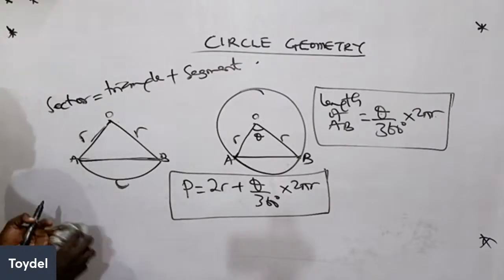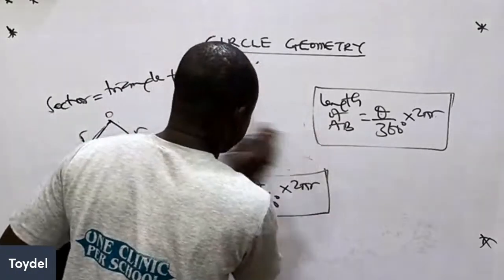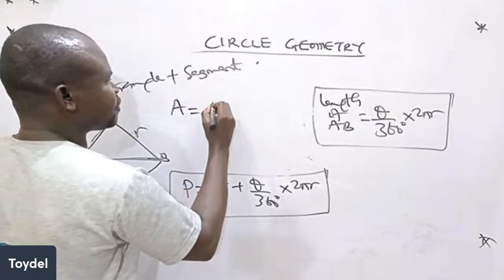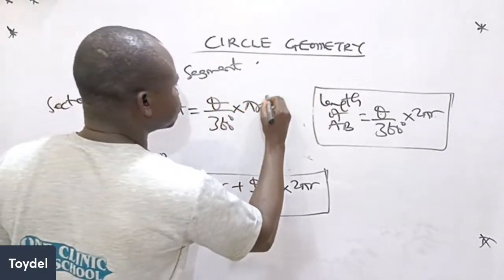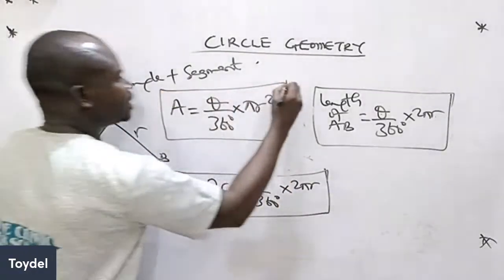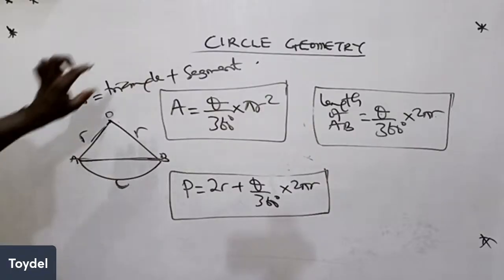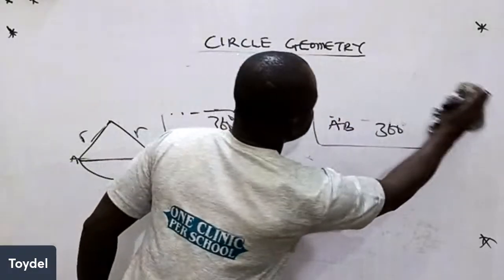Apart from that, you can be asked to find the area of a sector. The area of a sector by formula is given as theta over 360 degrees multiplied by pi r squared. Of course, we have all these formulas in your four-figure table, so the use of the table is allowed. Just take notes. Before I introduce theorems in circle geometry, I just like to do this recap. Now let's go to theorems.